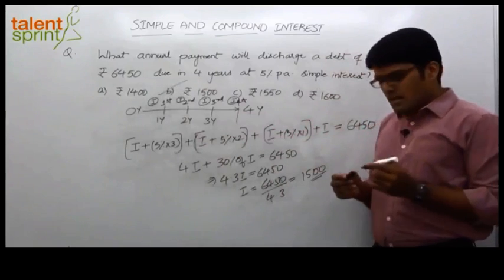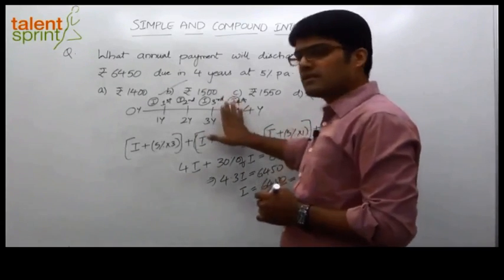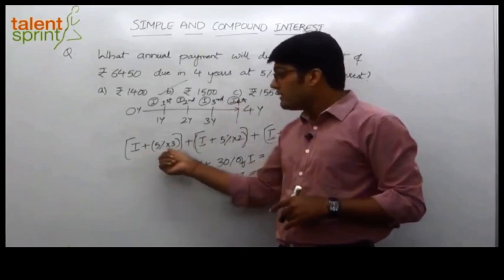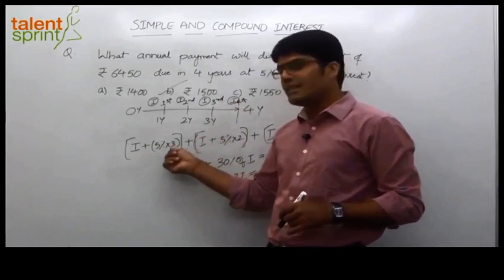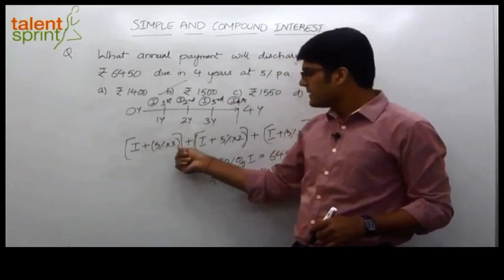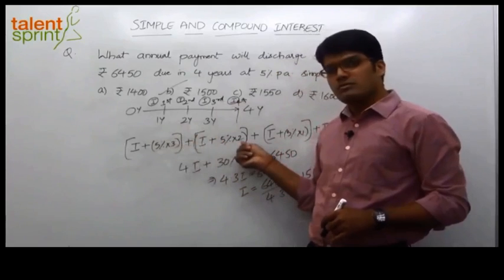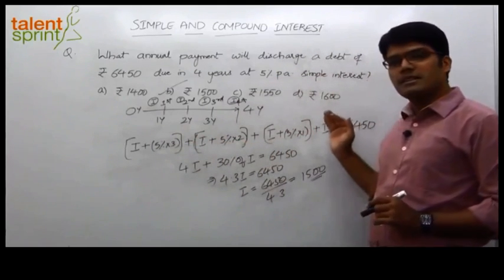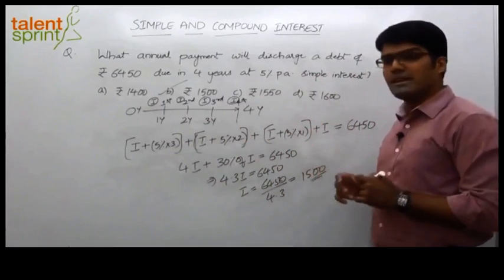Are you able to follow? Very easy. Suppose it is for only 3 years, what do you do? First installment plus the next 3. If it is for 3 years, then I will get interest only for 2 years. I will pay at the end of the first year, second year and third year. So I into 2, I plus 5 into 1, I plus 0. This part will not be there. So that way you have to calculate. Just simplify and you get the answer.